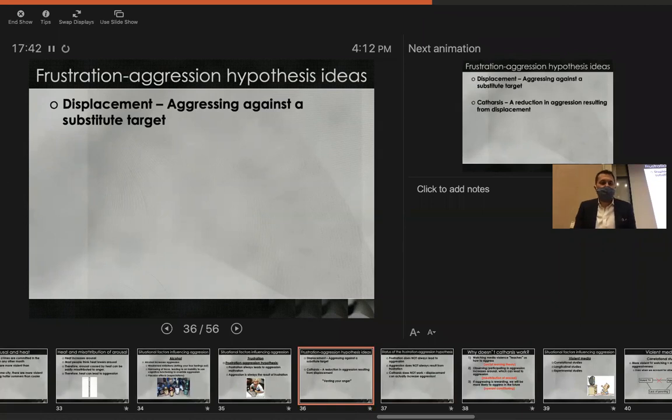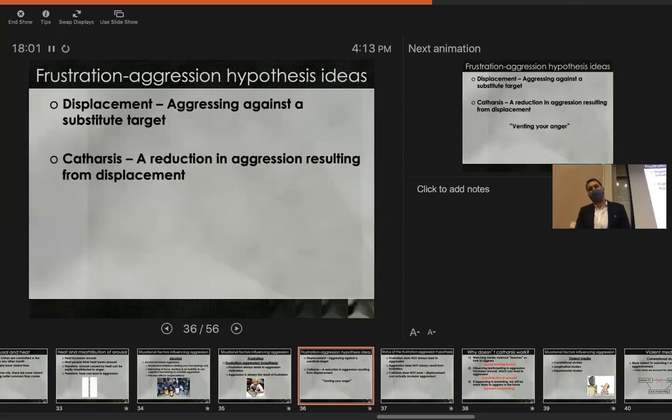So maybe the person who doesn't get the promotion goes home and yells at his kids, for instance. So he's taking out his frustration against a different target, right? That's known as displacement. And as a consequence of displacement, as a consequence of taking out your aggression against someone else, that results in what's called catharsis. Catharsis is a reduction in the aggressive urge resulting from displacement. So in other words, your boss doesn't give you the promotion, that builds up this motivation to aggress. You take it out on your kids, that releases that motivation to aggress, that reduces that aggressive urge.